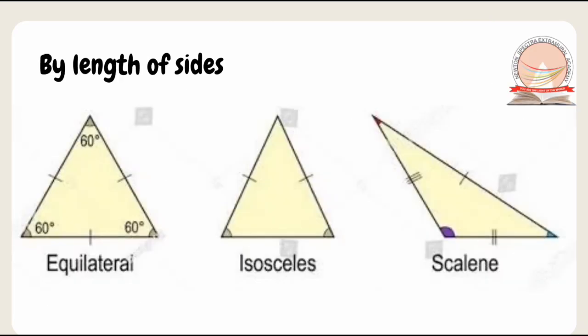So here is the diagram of each triangle that has to do with length. For the first one, which is equilateral, as the name implies, all the sides are equal. For the isosceles, only 2 sides are equal. And for the scalene triangle, none of the sides are equal.